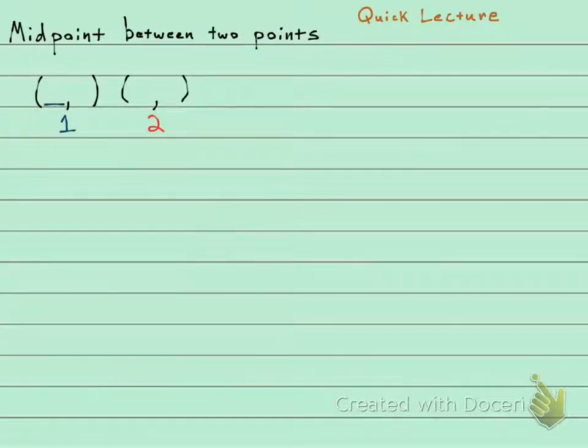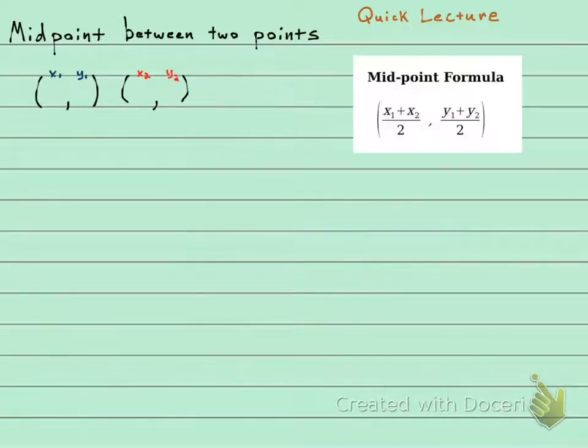Now the number in front is going to be the x sub 1, and the number in the back is going to be the y sub 1. And then over here for point 2, the number in the front is going to be x sub 2. And then the number in the back is going to be y sub 2. Okay. And now hopefully your teacher will give you the midpoint formula.